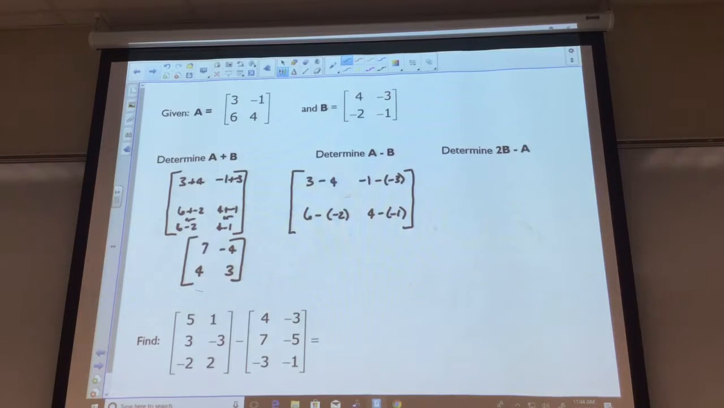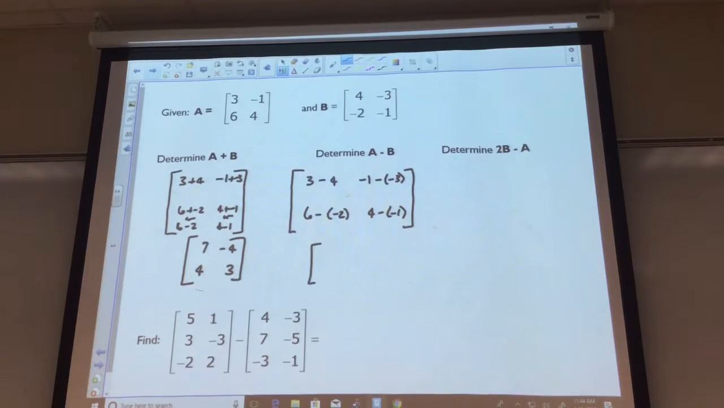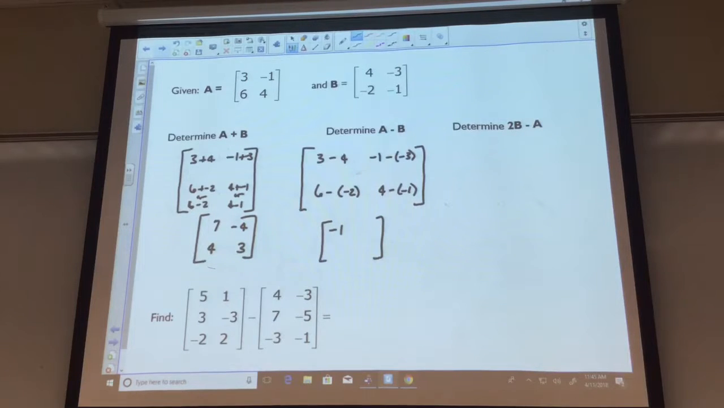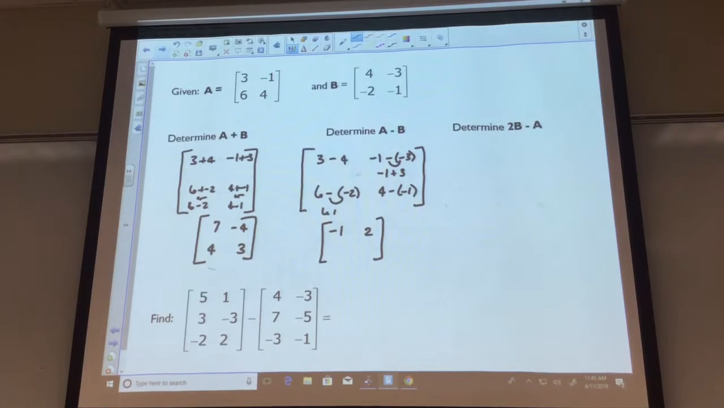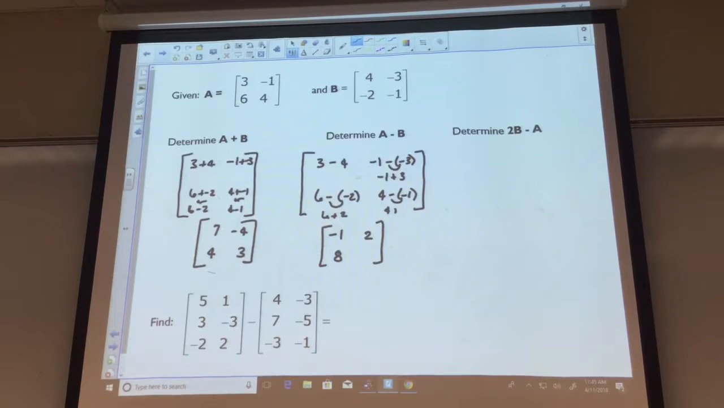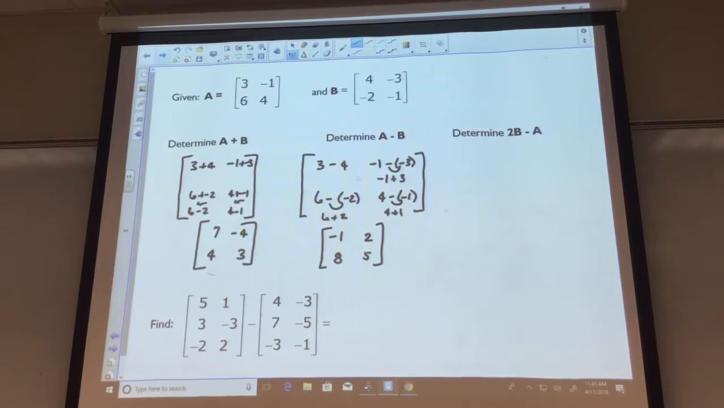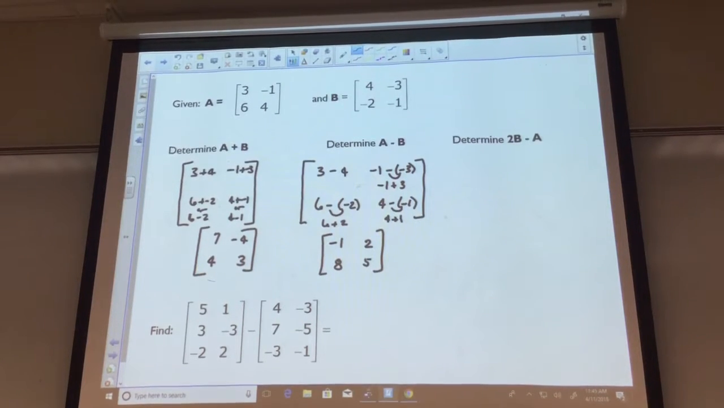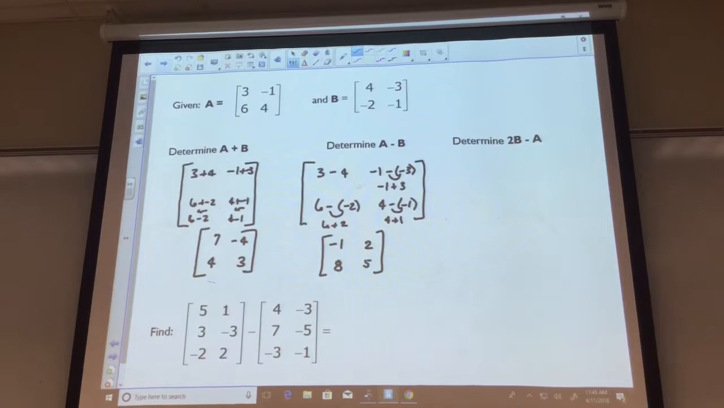So that would be our intermediate step, leaving us what in the upper left-hand cell? -1. Upper right-hand cell: now that's actually a -1 plus 3, so we've got a 2. And this is a 6 plus 2, so now we have an 8. And here is a 4 plus 1, so we have a 5. Doesn't look like brain surgery, does it? If you have to do it by hand, you should be able to do it by hand, right?